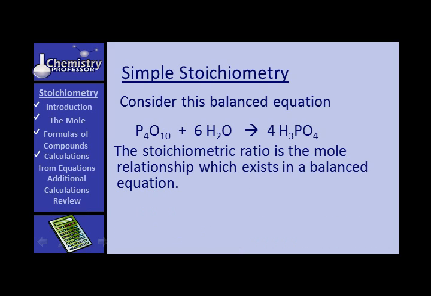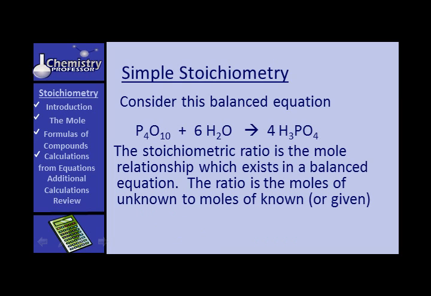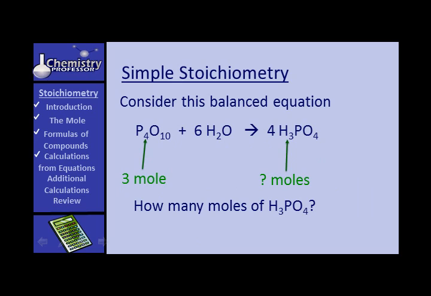Now, the stoichiometric ratio is a relationship which exists in a balanced equation. The ratio is the moles of unknown to moles of known that are given. In other words, it's what you're looking for over what you're given. How many moles of phosphoric acid would be produced if we started with 3 moles of P4O10 and had ample water? Well, look at it like this.